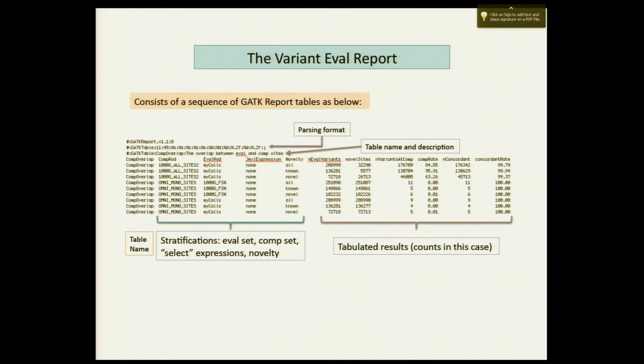It tells you the number of variants that were in the eval, the number that were novel, and how many of these eval variants overlapped variants of the comp. That will give you something like the dbSNP rate. So for instance, one thing you can read off right here is that at sites that are known not to be polymorphic, I have made 9 calls.